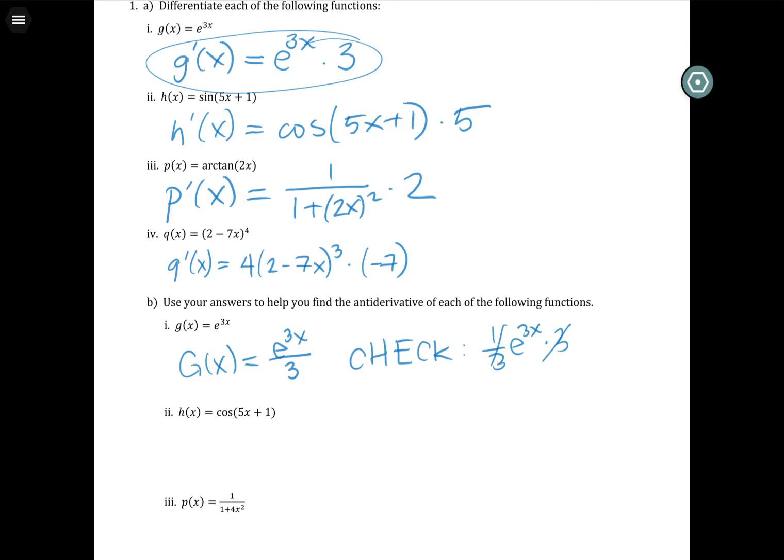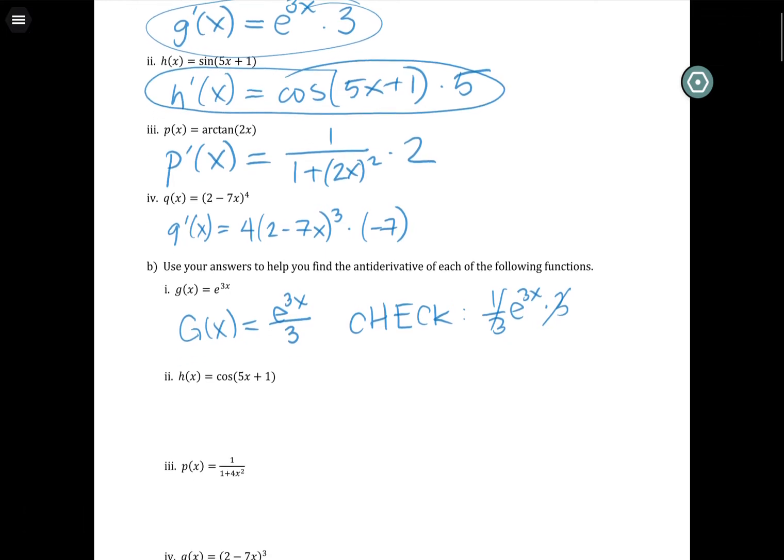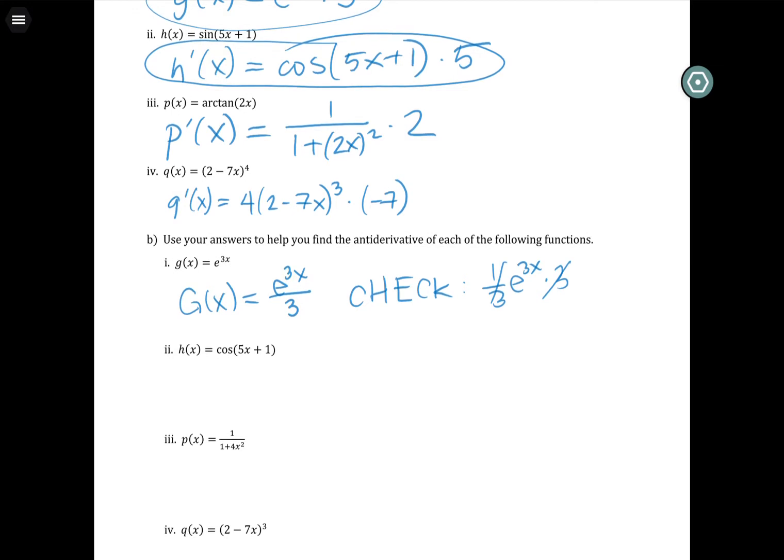Similarly, cosine 5x plus 1, when we took the derivative of sine 5x plus 1, we got cosine 5x plus 1 times 5. So that's really close. So we'll say, well, sine of 5x plus 1 was pretty darn good. But it's not quite right. I get that extra 5 from the chain rule and I don't like it. So I need to make sure that I have a 1/5 to cancel it out.